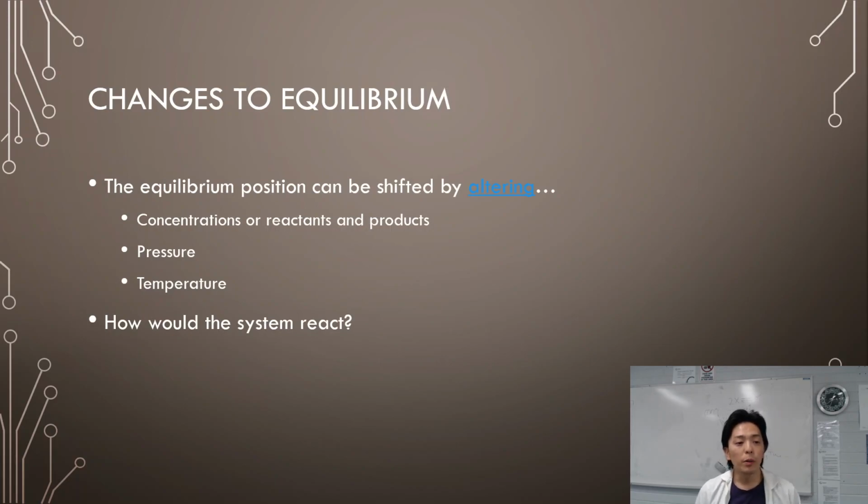The equilibrium position can be shifted by altering the concentrations of products and reactants, pressure, or temperature. How would the system react? You can also click and watch the link that's above. That's a hyperlink for altering there. So go to your lecture note and click on it. Watch it. Come back to it later. So you should have learned how the system reacts when it's at equilibrium but an external change is made.